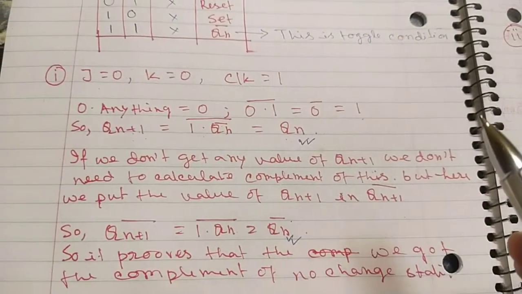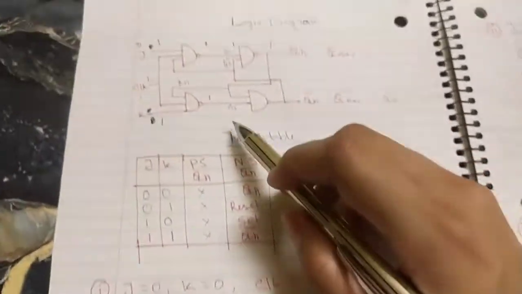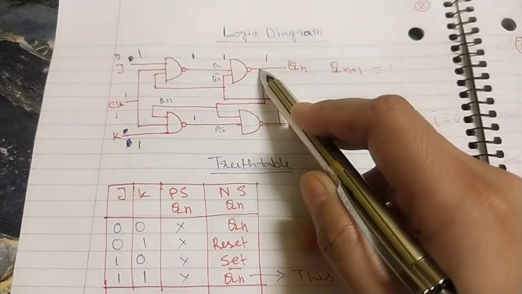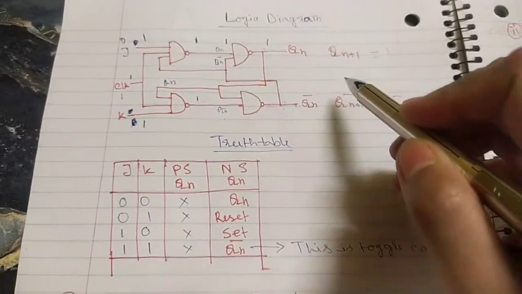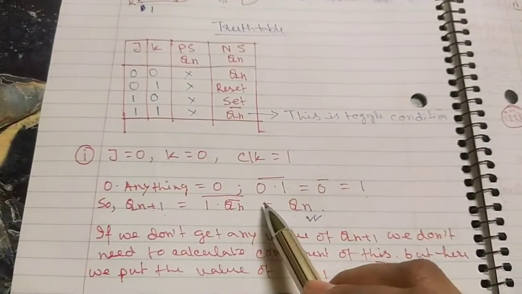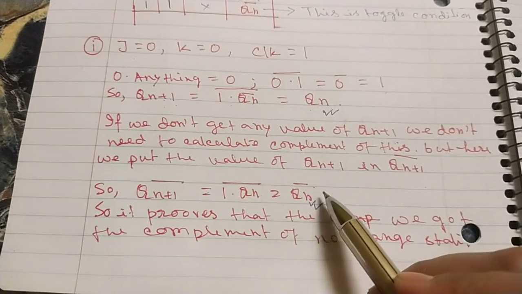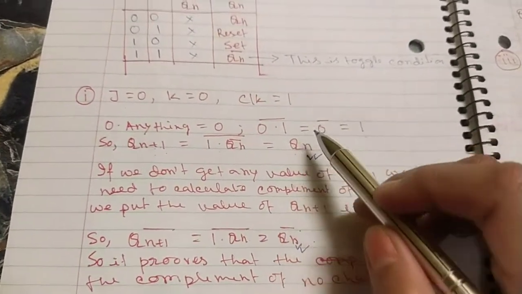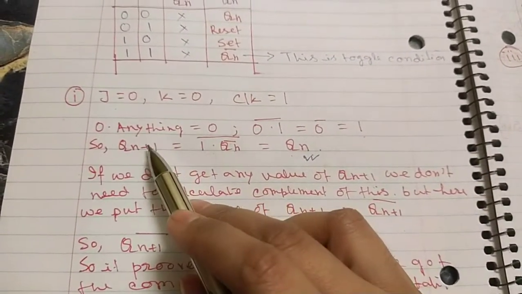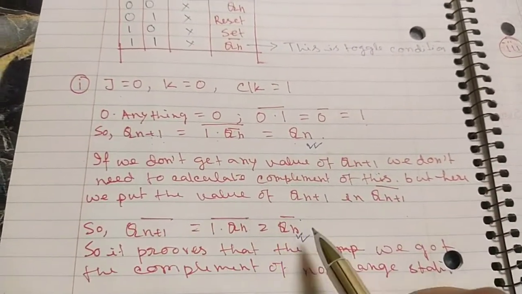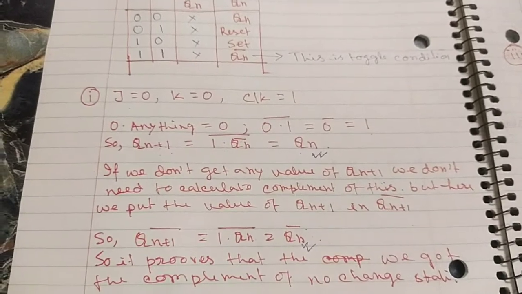And for Qn plus 1, this output is also 1 and this is from Qn. So 1 dot Qn, whole bar, so Qn plus 1 bar equals 1 dot Qn, whole bar, equals Qn bar. So we can see that if Qn plus 1 is equal to Qn, then Qn plus 1 bar equals Qn bar. One is another's complement.